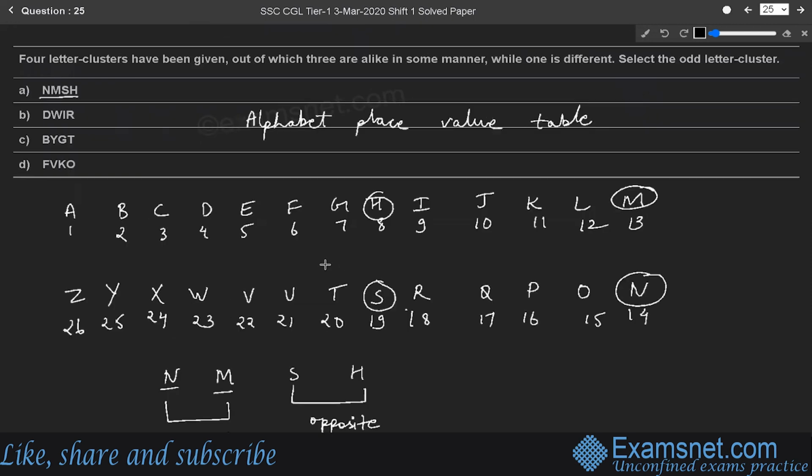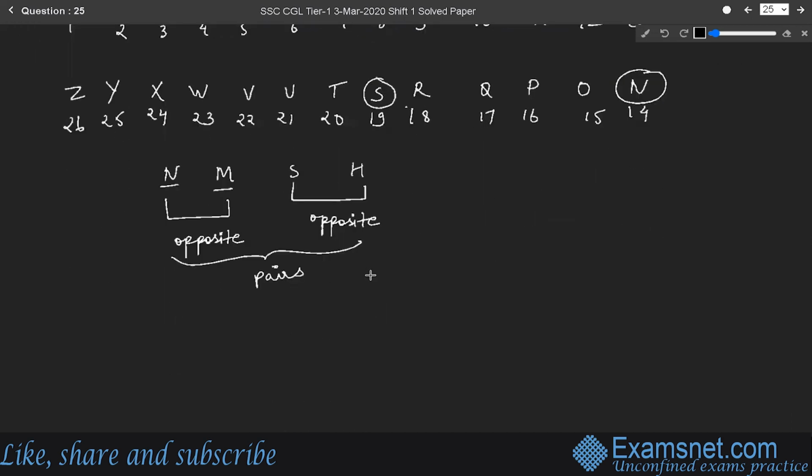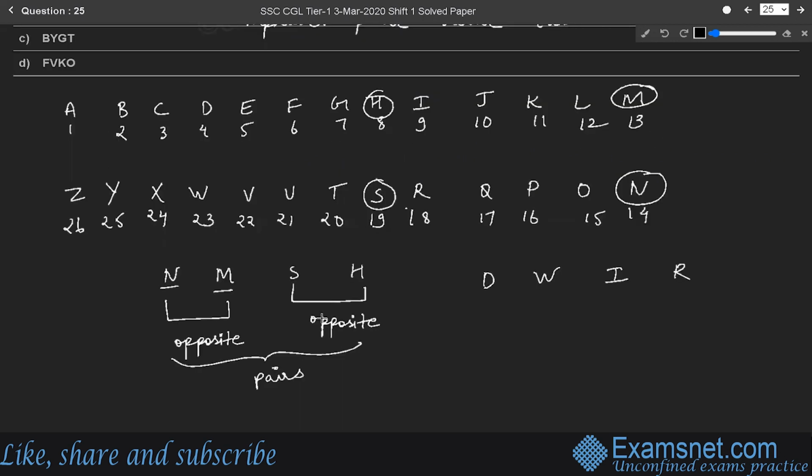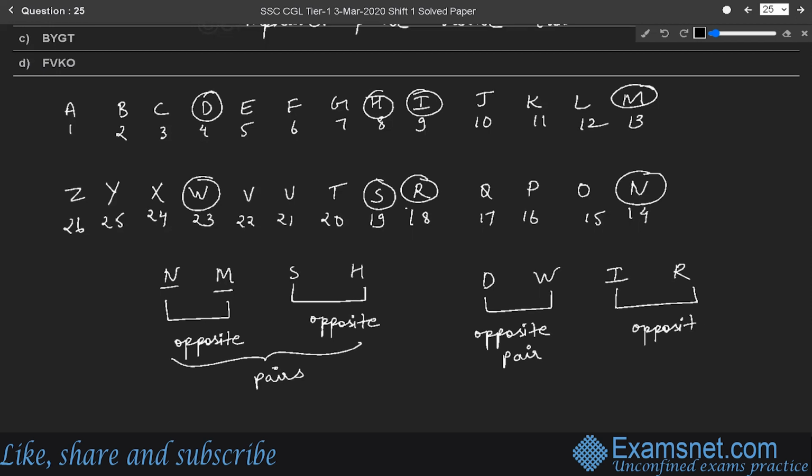Similarly, considering second option is DWIR. So D, W, I and R. Again, looking at the table, D and W. So D and W are opposite pairs. They are opposite to each other. That is why they are the opposite pairs. Then looking for I and R. So R is present here and I is opposite to R. So both these are also opposite pairs. So first and second option have opposite pairs.